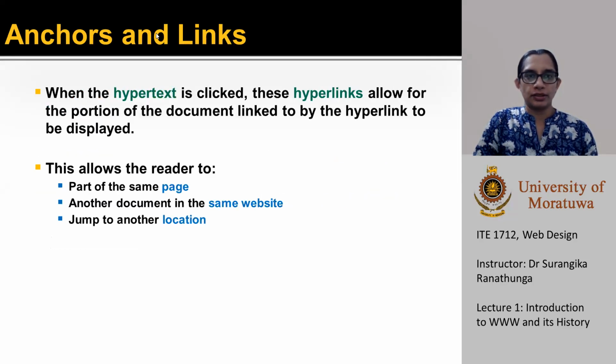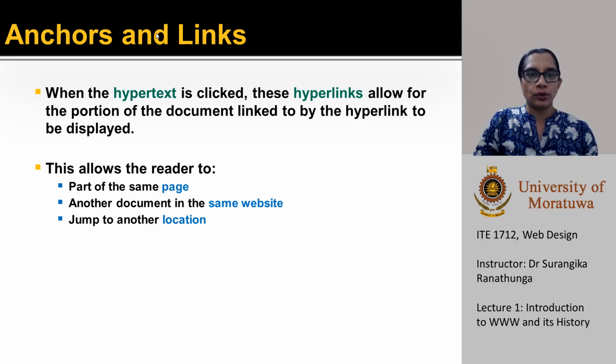As I just mentioned, the links embedded in a document are known as hyperlinks. When selected, these hyperlinks allow for the portion of the web document linked to by the hyperlink to be displayed. In other words, if it is a long web page, we can get the hyperlink to point to a specific part of that same web page. This allows the reader to jump to another part of the same page.